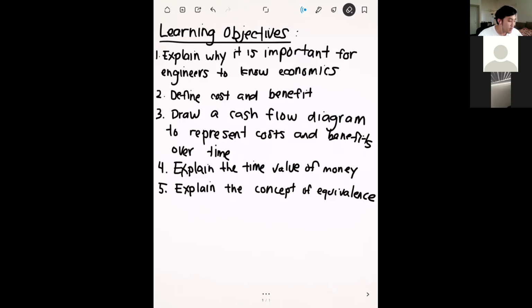The nice thing about the iPad is that it allows me to save all the notes that I write, which I call live lecture notes. I'm going to upload them to the course website after this, so you'll have access to those as well as the lecture recording.